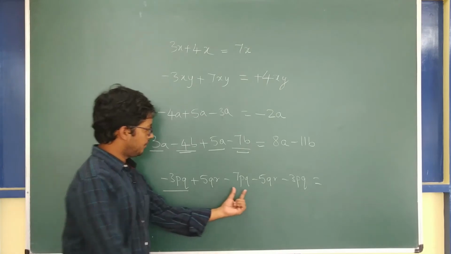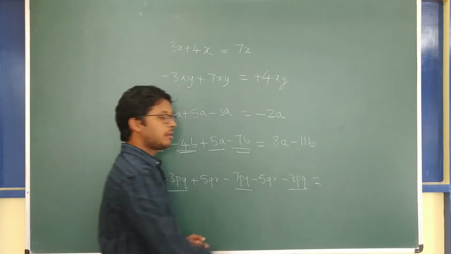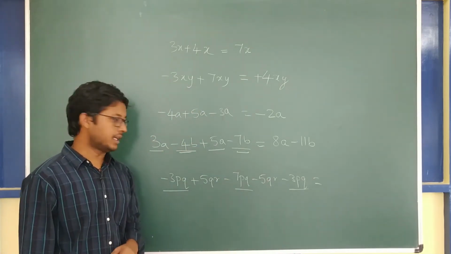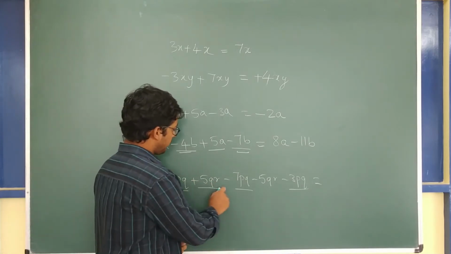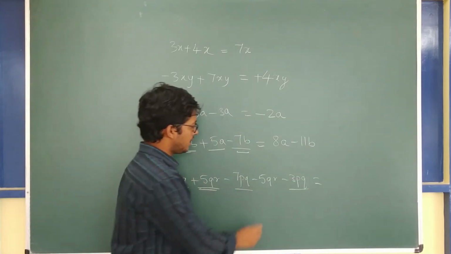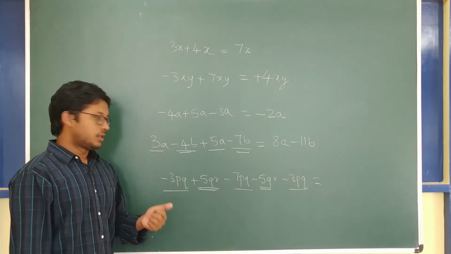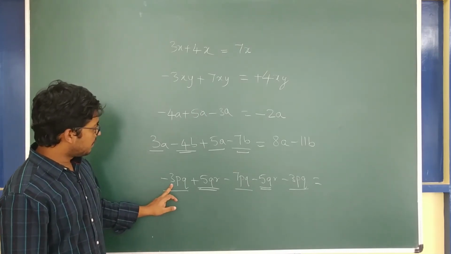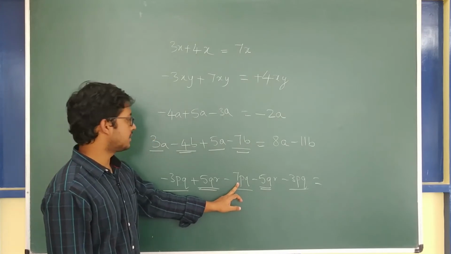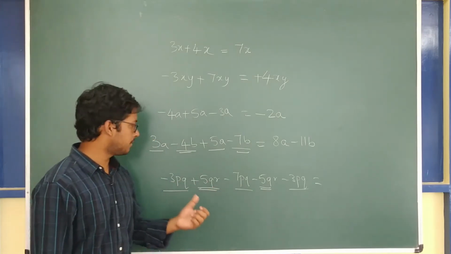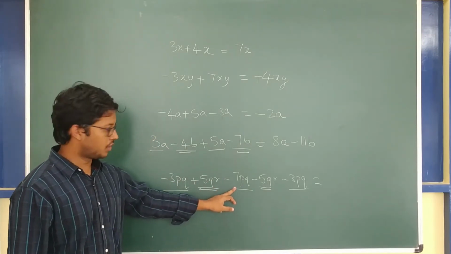Minus 3pq, minus 7pq and minus 3pq. This is one set of like terms, and plus 5qr and minus 5qr is another set of like terms. So let's add them. Minus 3pq minus 7pq. Same signs, you add them, so it will be minus 10pq.